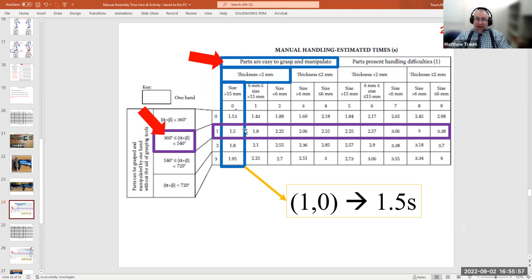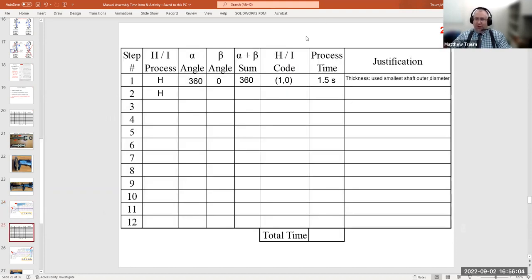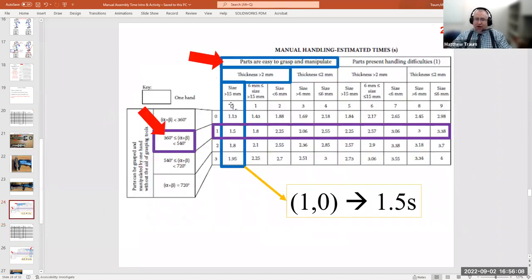That's the time for that particular step. So in this case, it's 1.5 seconds. Now, the thing that I didn't explain was what is this HI code thing? So if you look, there are numbers above those times. So 0, 1, 2, 3, 4, and so forth in terms of the columns, and then also 0, 1, 2, 3, and so forth in terms of the rows.